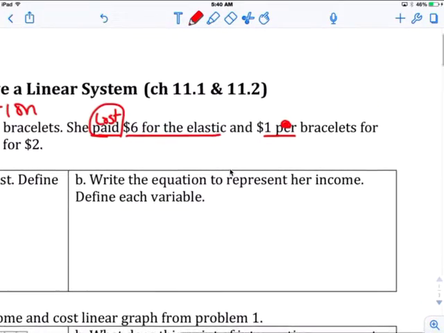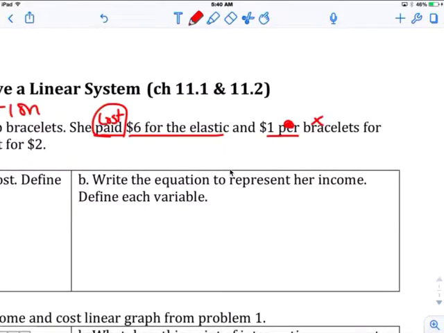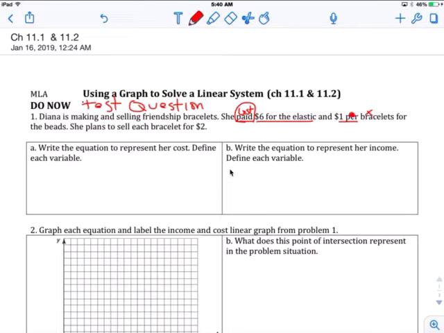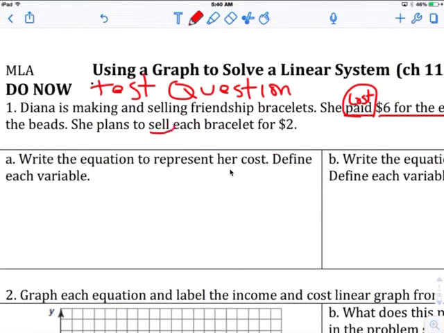Bracelets. Let's put X for the beads. $1 per bracelet for the beads. She plans to sell. She's gonna sell and make money, so that's an income. For each means times, bracelets for $2. So times X, so 2 times X, that's what she plans to sell for.